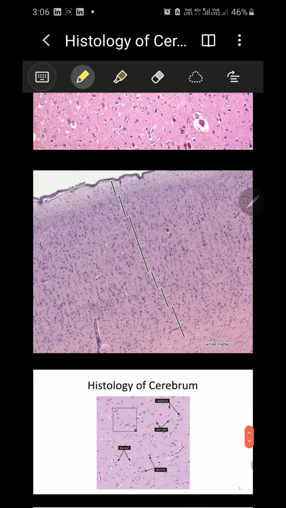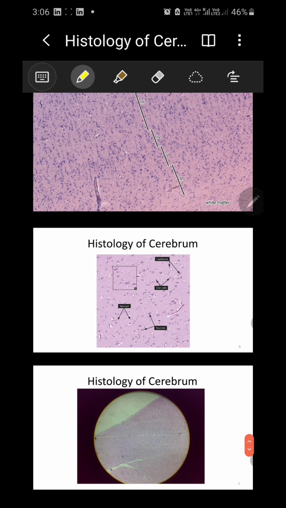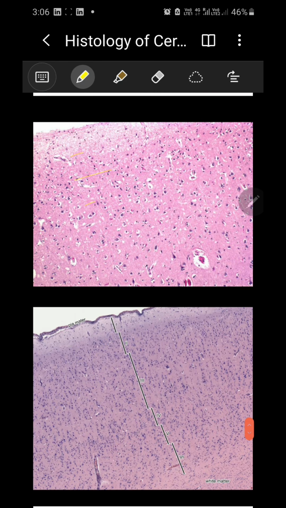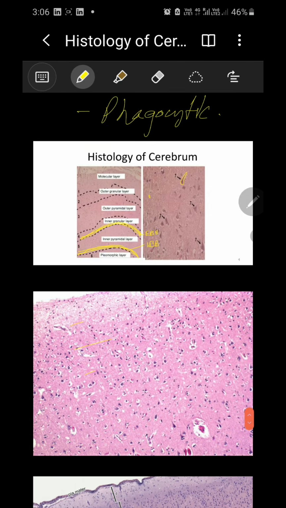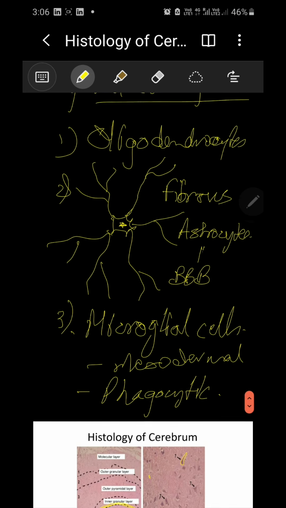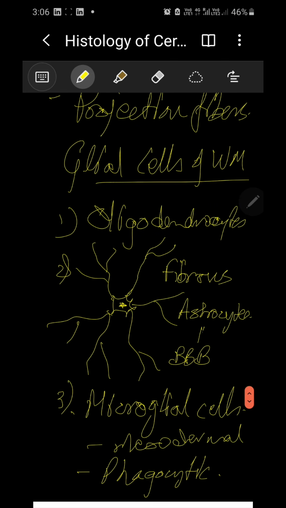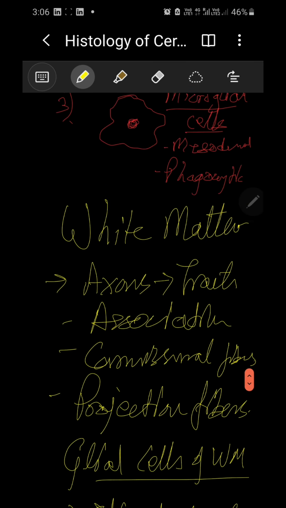Once again, for those who want to take screenshots, they can take the screenshots, right? They can take the screenshots.